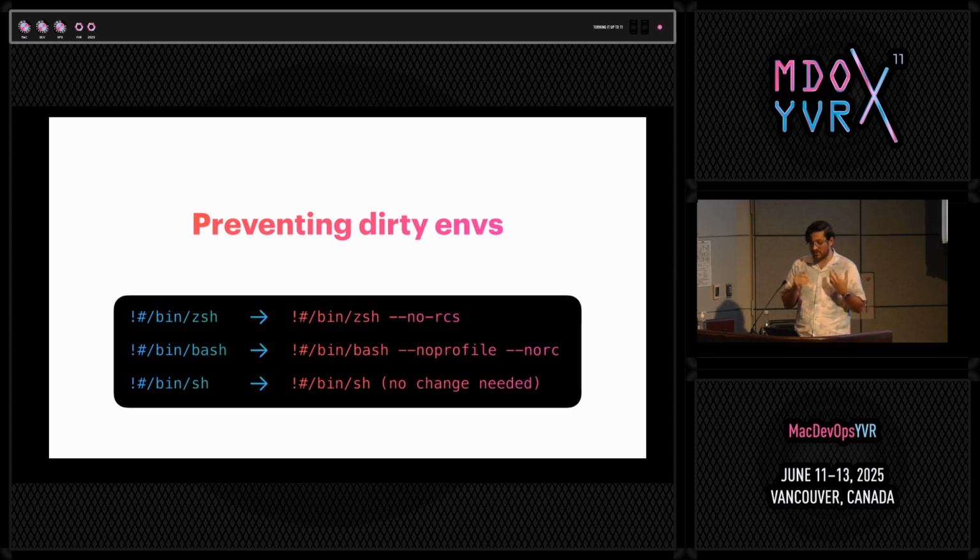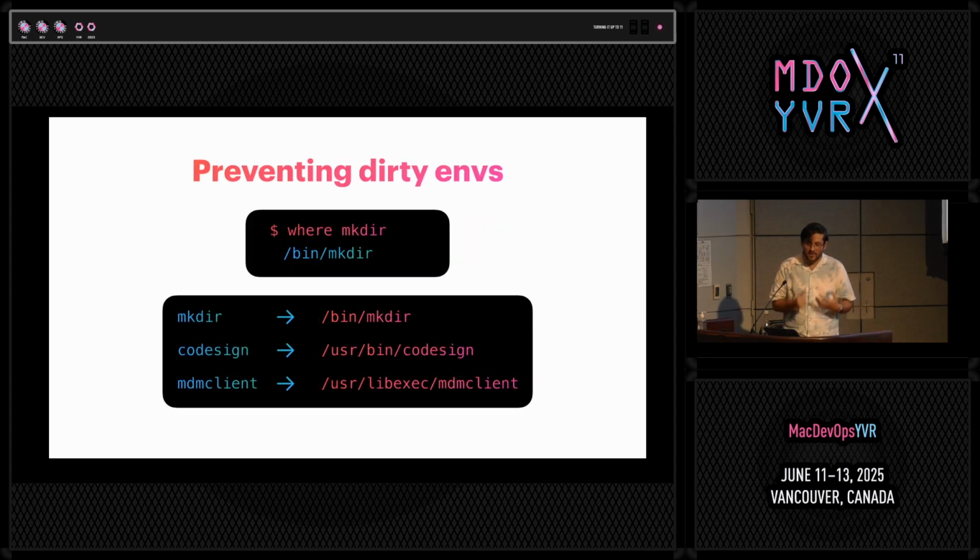Another thing you can do in your scripts is not just change your shebang, but also change the executables you're invoking. A lot of the time we'll rely on PATH to load up an executable, like mkdir, codesign, mdmclient. Well, if we can specify the full path, there's even less chance of that application getting swapped out with something malicious. For example, you can run where mkdir in terminal, and it'll give you the full path of the executable. And if you have multiple ones on PATH, you can select the one you actually want.